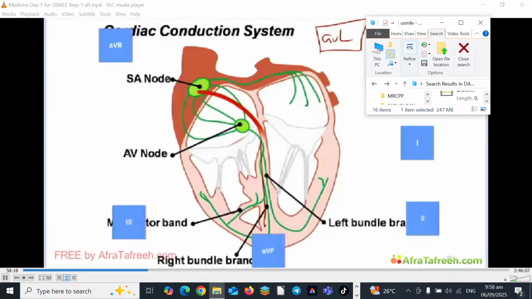When you start the electricity, it goes from the SA node and down towards lead 2 and lead AVF. That is because those are the leads which are facing your left ventricle. I hope this is clear. The current started moving from the SA node downwards up to your lead 2 and lead AVF. So the leads which are going to have the most positive deflection should be lead 2 and lead AVF in a normal person. Is this point clear?